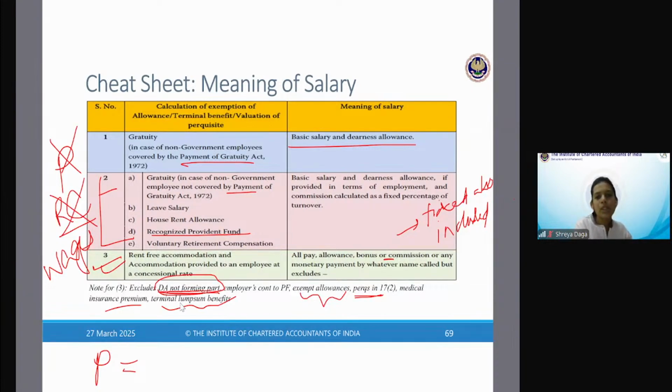है ना? So you can also write in this cheat sheet does not include any reference of pension or retrenchment compensation because meaning of salary is not relevant for them. Okay? Chalo. Meaning of salary not relevant for retrenchment compensation and pension calculation. Okay. So now you feel better?